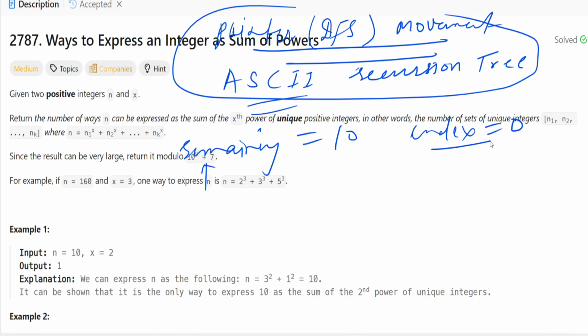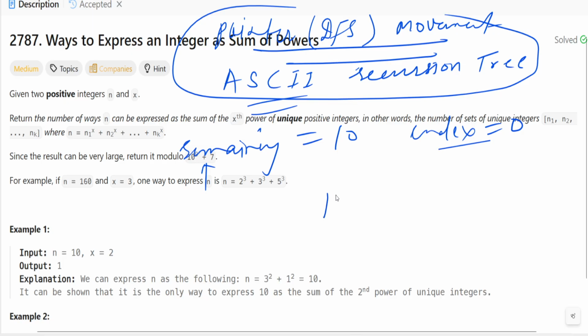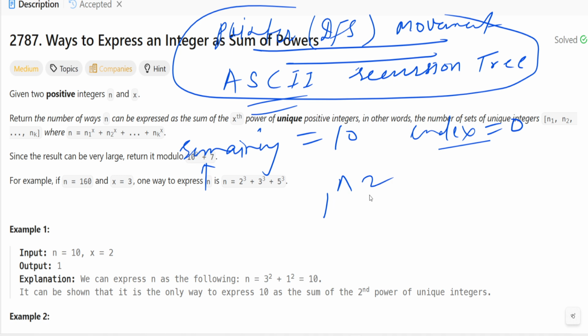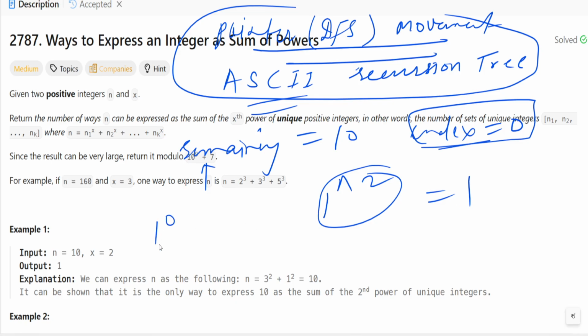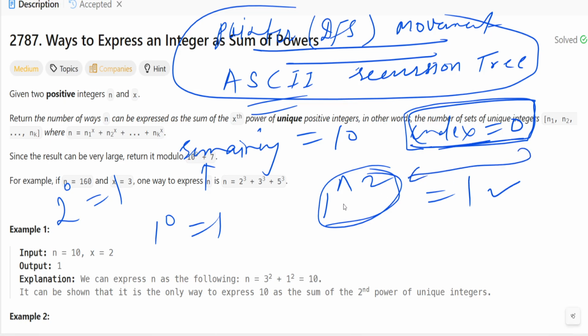Where the index is 0, it means we'll take 1 to the power 2, let's suppose. If we take that, what will come? It will come 1. So if we take index 0, it means 1 to the power 0 is also 1. Any value to the power, we take, it will come 1. So when we talk about index 0, we are talking about this 1. If we take index 0, its corresponding value is 1 to the power 2, just for understanding.